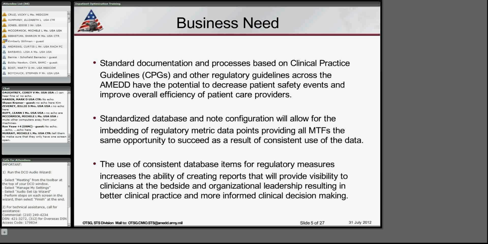So as we deploy the standard content, one of those database items will be chosen, and we're working with this 3M group to see which database items are used most commonly, so we can pick the one that most facilities are using, which in the case of weight is probably the word weight spelled out.